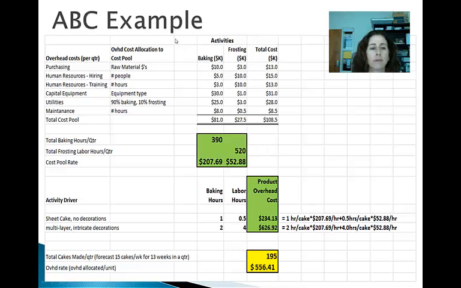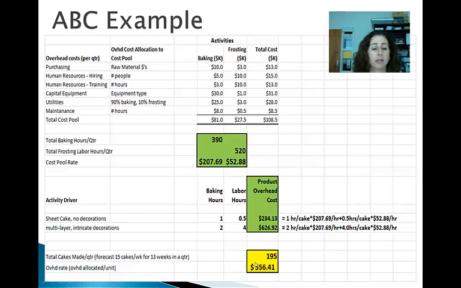So you can see we have our activities, we developed our activity cost pools, and we've taken our resource costs, our indirect or overhead costs, and allocated them into our activity pools. So now we see that of the full $108,500, $81,000 is consumed by baking, and $27,500 is the cost that frosting consumes or uses.